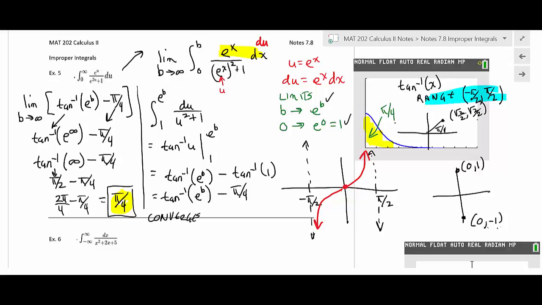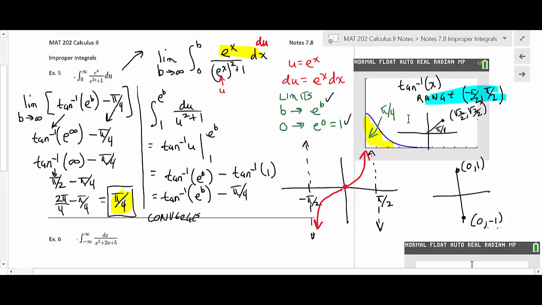The other thing is, what if you had inverse tangent of negative infinity? That would be negative pi over 2, right? It wouldn't go outside of that because of this range. Whenever you're doing an inverse tangent, you have to focus on that part of the graph only. That's the idea. So that one converged. Any questions on that?